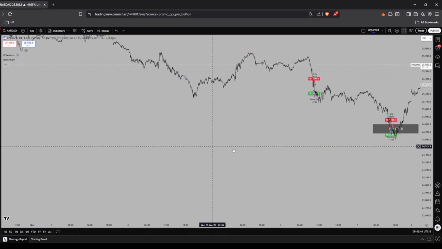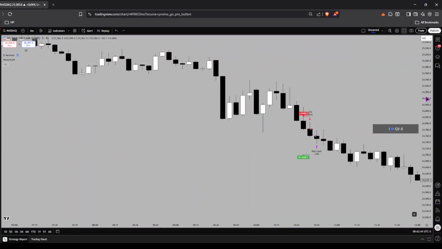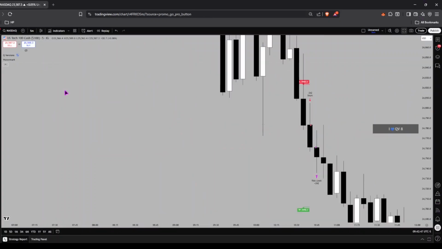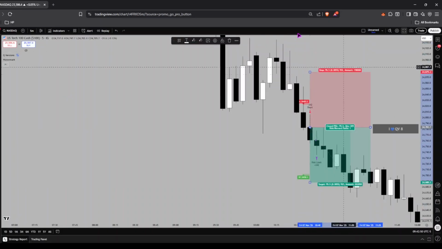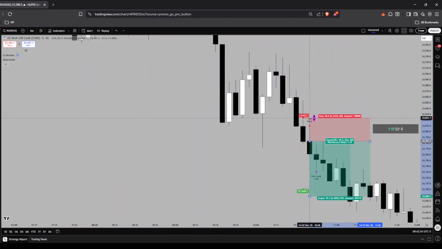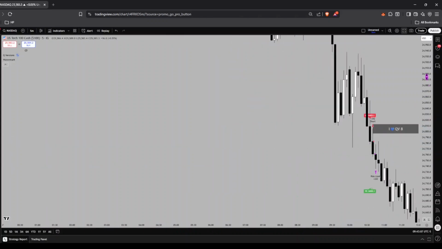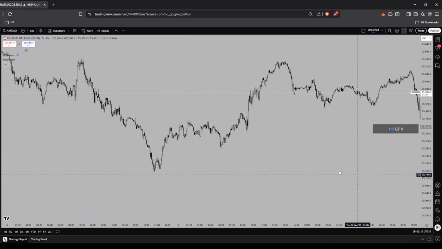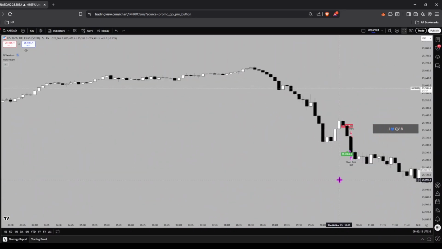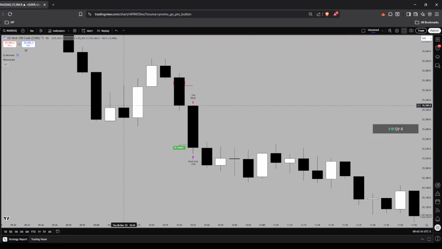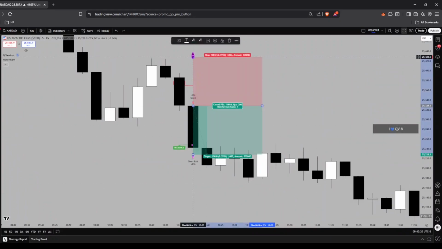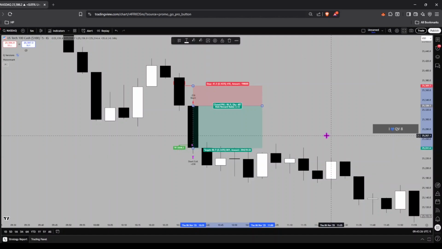I have 2 trades back to back here. Let's review them. This one is a short. 0.56 R. So far you can see that the winnings are very consistent. Another short. Right here, 2.12 R.